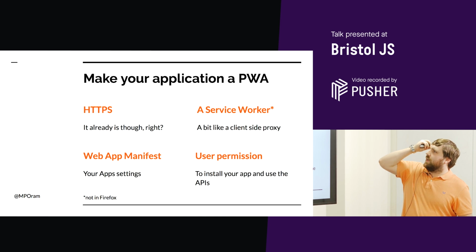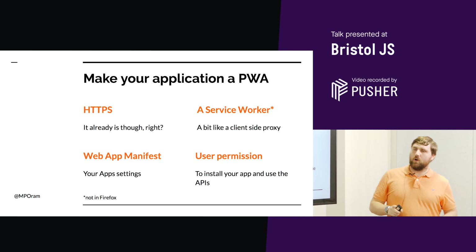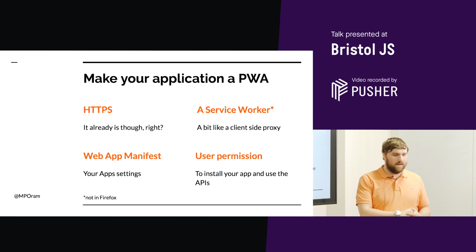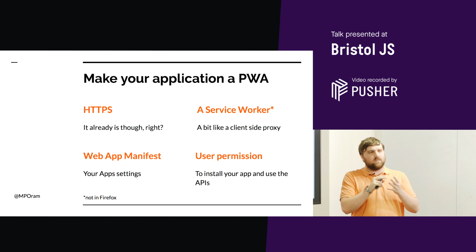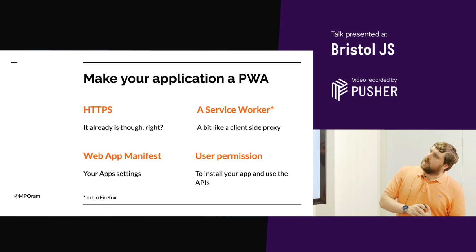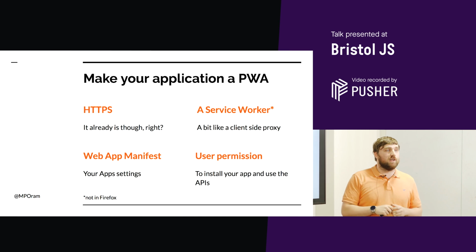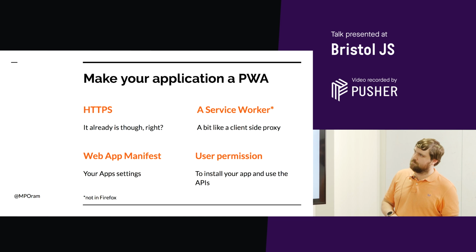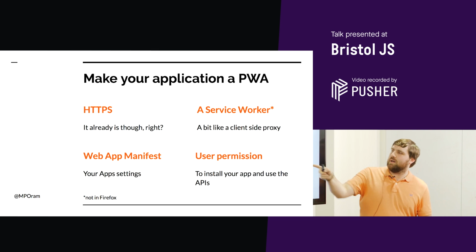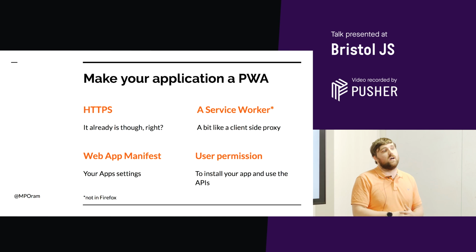So let's talk about the tech behind it. How do we turn your application into a PWA? You kind of need 3 things, but kind of 4, so we'll talk about that. You need to be running your application over HTTPS. You all already are, so we're fine, obviously. You need a web app manifest, which is essentially a JSON file containing the settings for your application. We'll have a look at that in a minute.